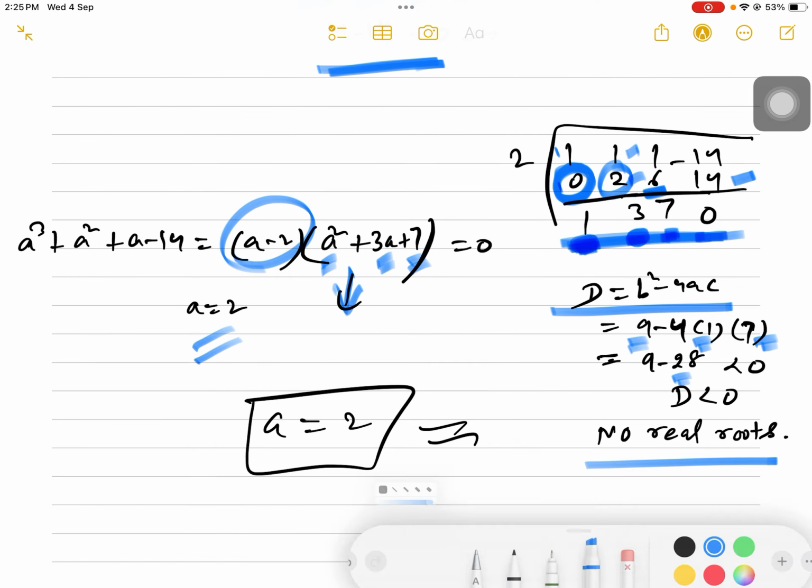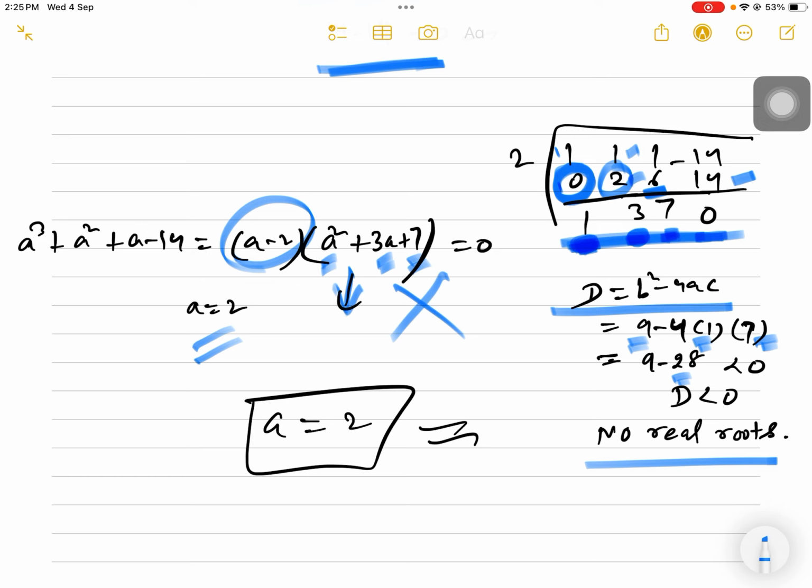If D is lesser than 0, it means there are no real roots. So this factor we have to cancel, and only the other factor we take. So a minus 2 equals 0 means a value we got is 2. This is our final answer.